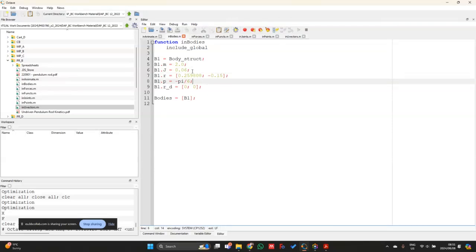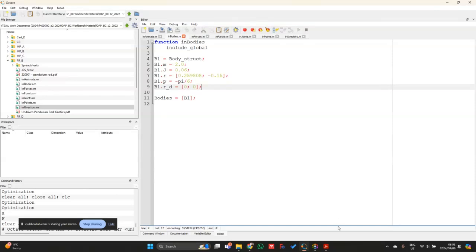Okay, so once we have these mass properties in, then the next thing is to initialize our center of mass location. So that is then B1.r. And I set that equal to whatever these values over here are. So what I do is I use a list to specify them. And then I also separate firstly my x values from my y values with a semicolon.